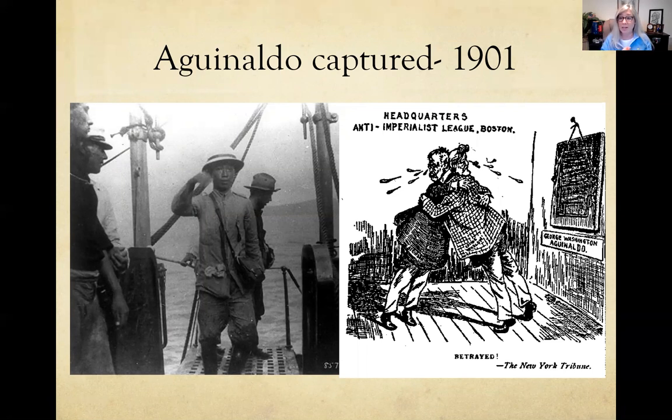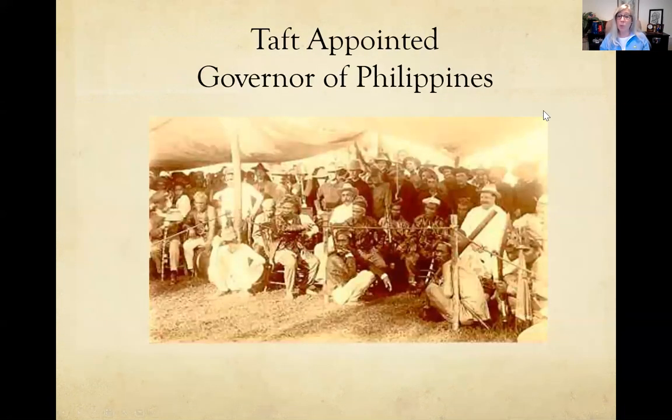Now, who's president in 1901? That's Theodore Roosevelt, because remember, McKinley gets reelected in 1900, but then gets assassinated. And so now Theodore Roosevelt is in power when Aguinaldo is captured, and he is going to appoint William Howard Taft. And this is where we start to see Taft and Roosevelt really working strongly together during Roosevelt's administration. And he does a fabulous job here in the Philippines.